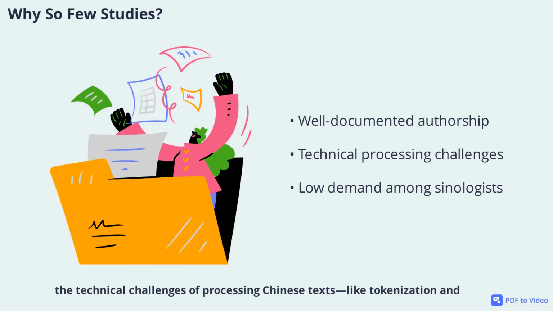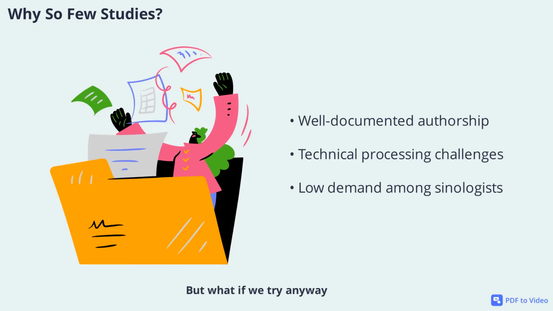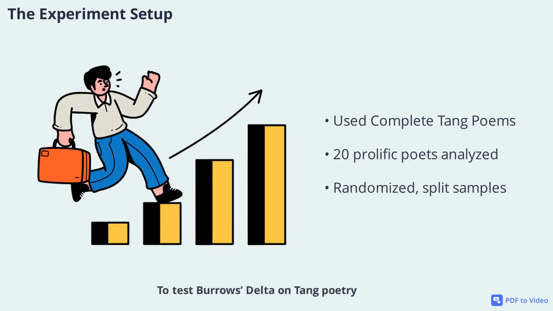Additionally, the technical challenges of processing Chinese texts, like tokenization and the unique role of characters, have discouraged researchers from applying Delta. But what if we try anyway? Test Burrows Delta on Tang poetry.